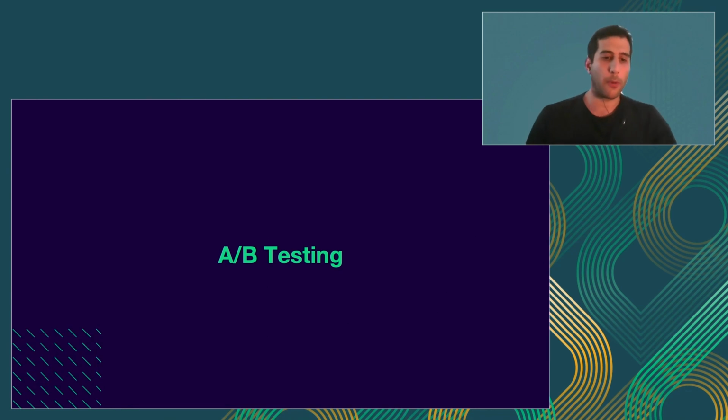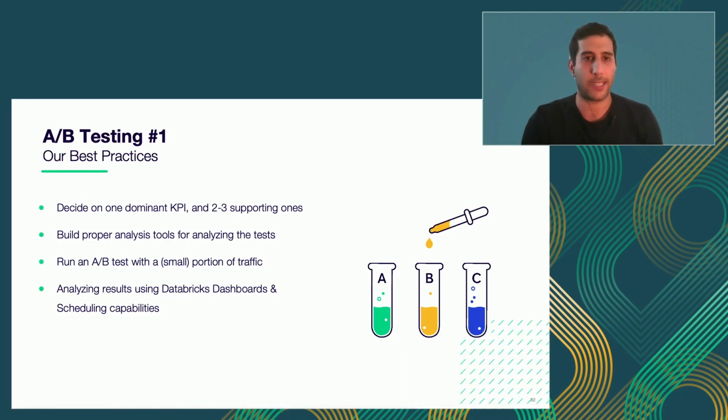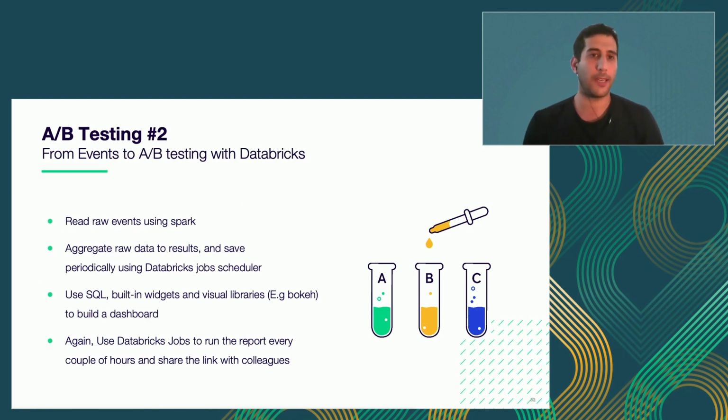So now we will move to the testing and analysis. Our best practices, what we decided to do is to choose one dominant KPI beforehand and two or three supporting ones. We built an analysis tool for analyzing tests, and we ran a small A/B test and later on analyzed it using a Databricks dashboard and a scheduler. And let's see how we did it.